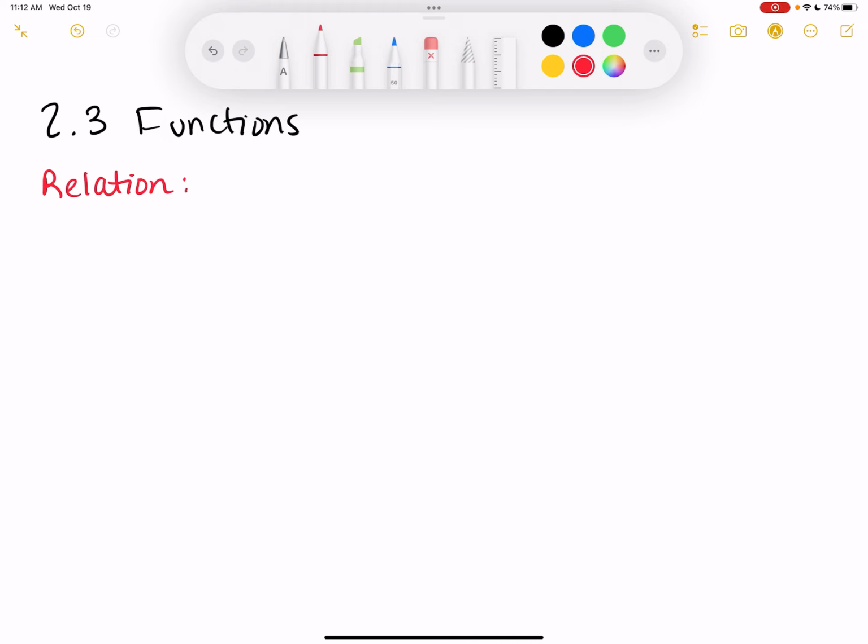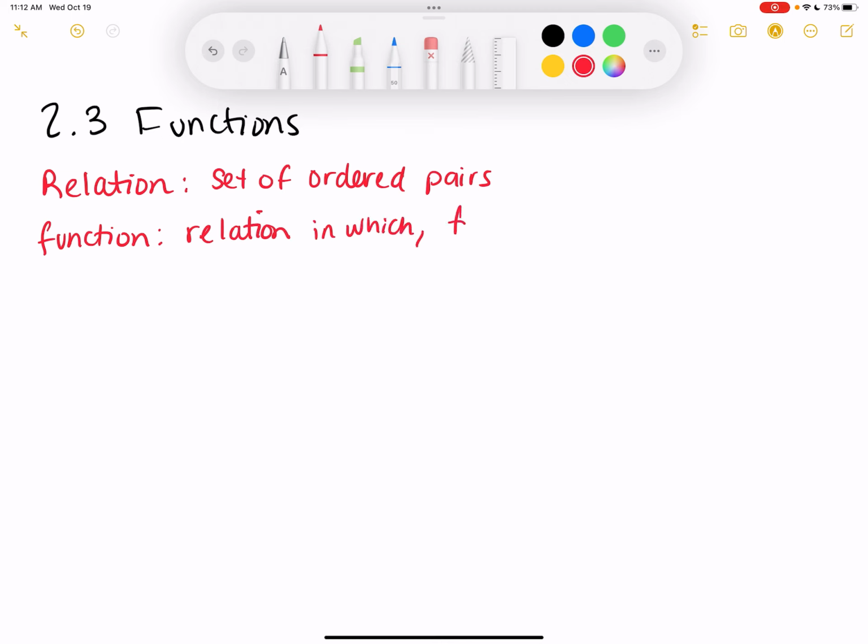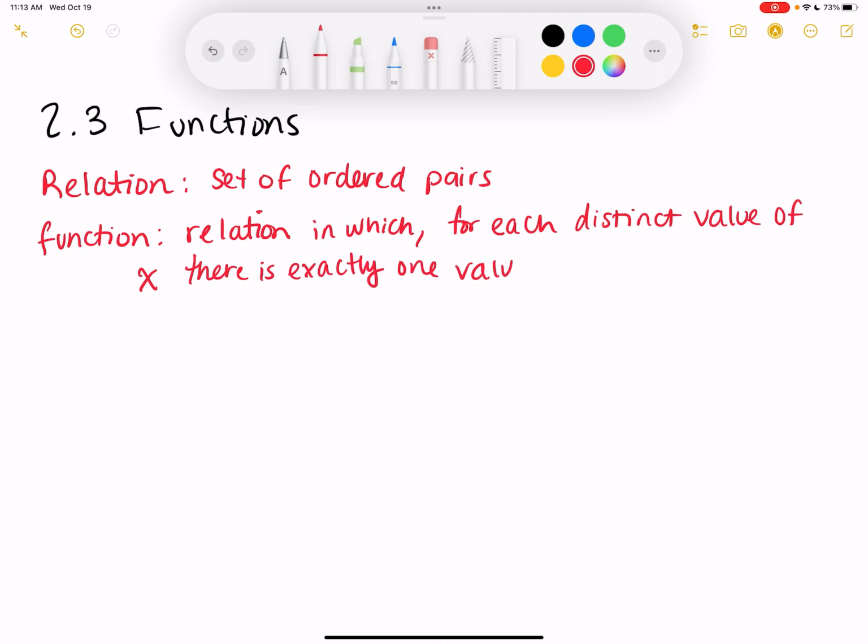All right, a relation is a set of ordered pairs. A function is a relation in which for each distinct value of x, there is exactly one value of y.